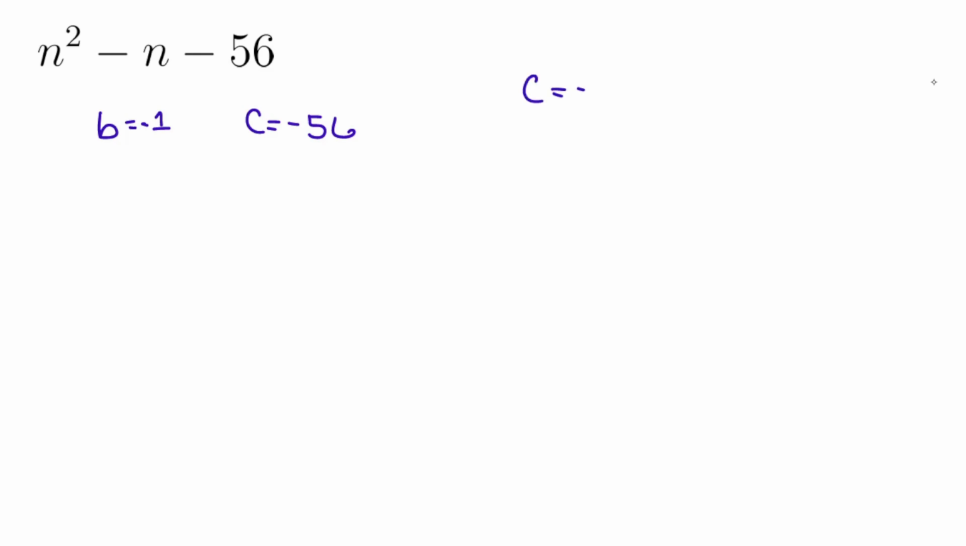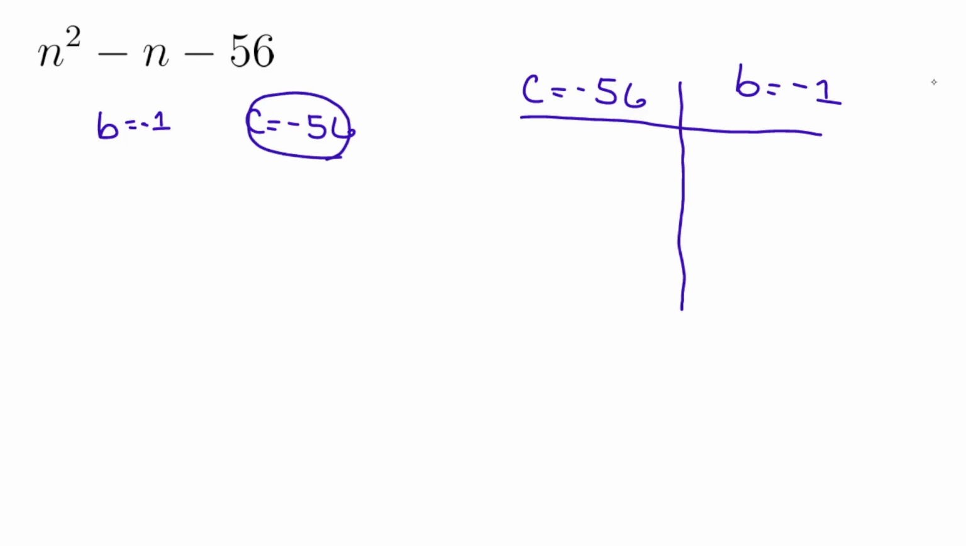C is -56, so we have to multiply to get -56. B is -1, we have to add to get -1. And now let's think about numbers that might work. And remember, since C is negative again, we have to have different signs on our numbers again, just like we did before. So I'm going to start off with -1 and 56. That'll multiply to give us -56. Next, we could have +1 and -56. We could have -2 and 28. We could have 2 and -28, just like this.